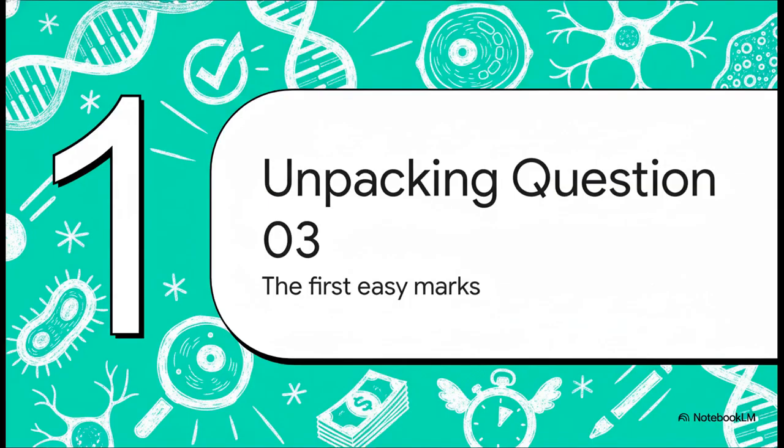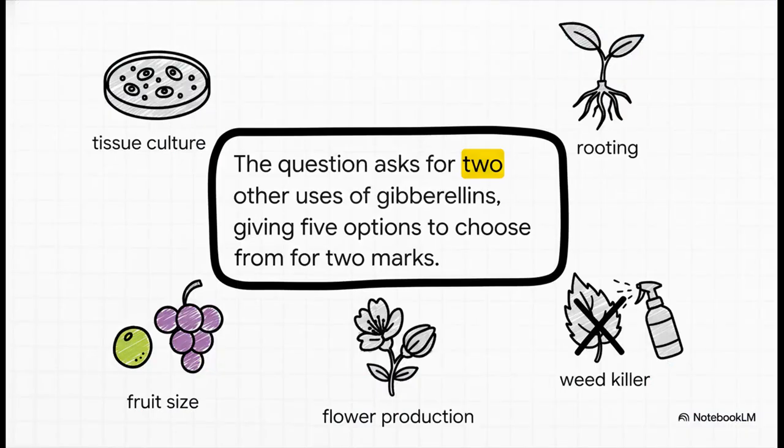Right, first things first, we're diving into the beginning of the question. And trust me, these are the kinds of marks you want to grab quickly, get them in the bag, and feel confident. So, the question is straight up. It tells us gibberellins are used for germination, but then asks, what are two other uses? You've got 5 options here. Tissue culture, forming roots, increasing fruit size, killing weeds, or promoting flower production. All you've got to do is pick 2.